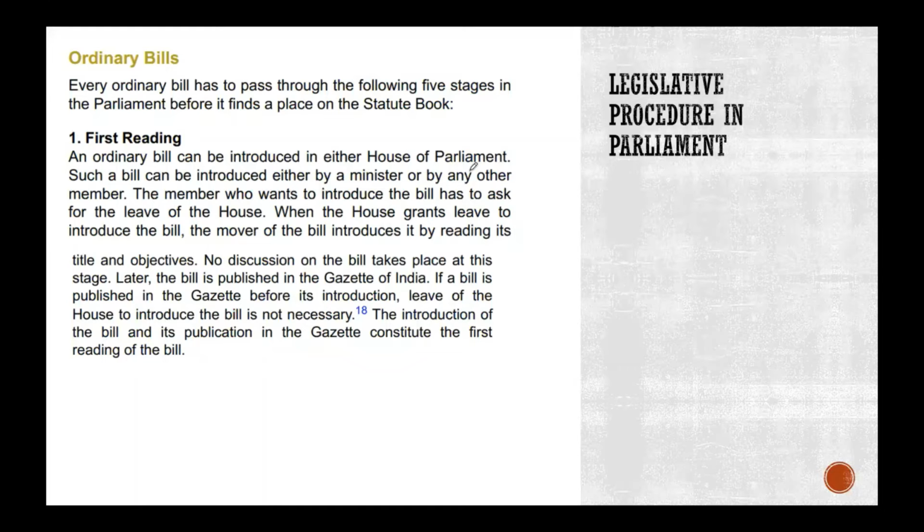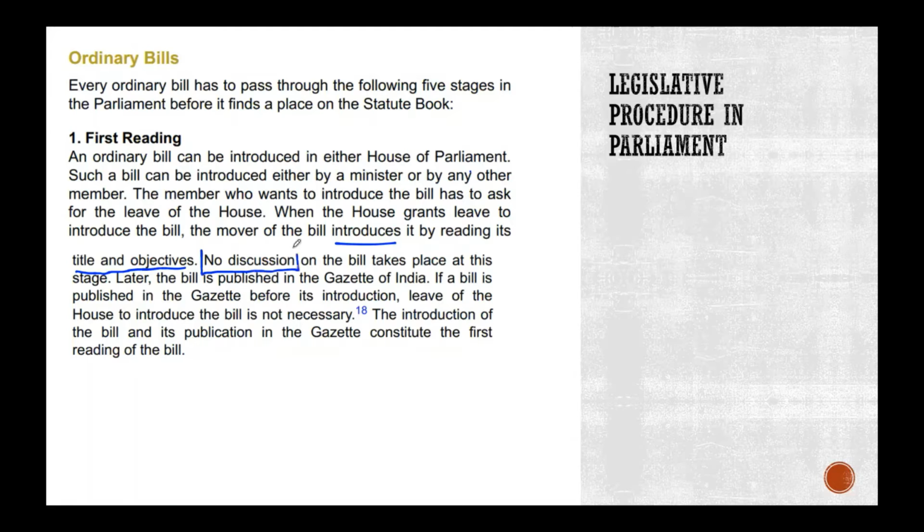When the house grants that leave to introduce the bill, the mover of the bill introduces it by reading the title and the objectives. Here, there will be no discussion. Introduction means a few things: reading the title, for example, Transgender Welfare Bill. What is the objective? I want to provide some benefits to them, I want to define the eligibility, and I want to provide protection or penalties for people who mess with their rights. No discussion.